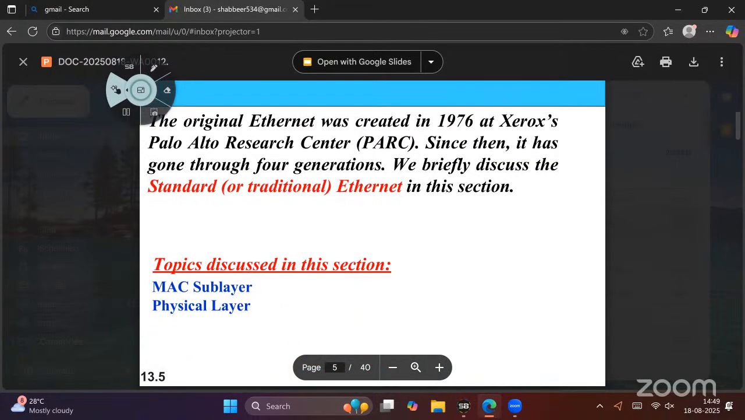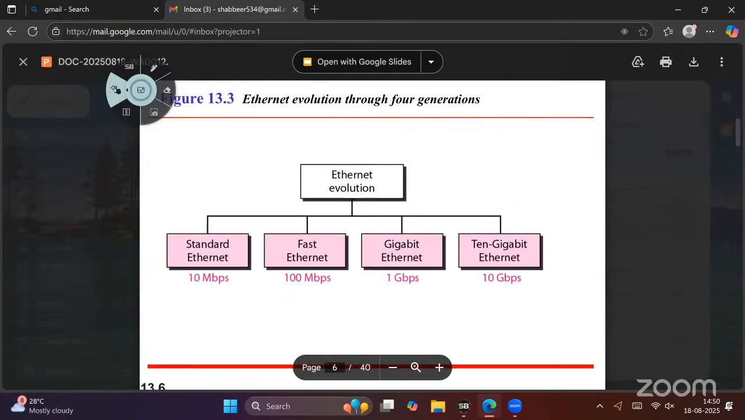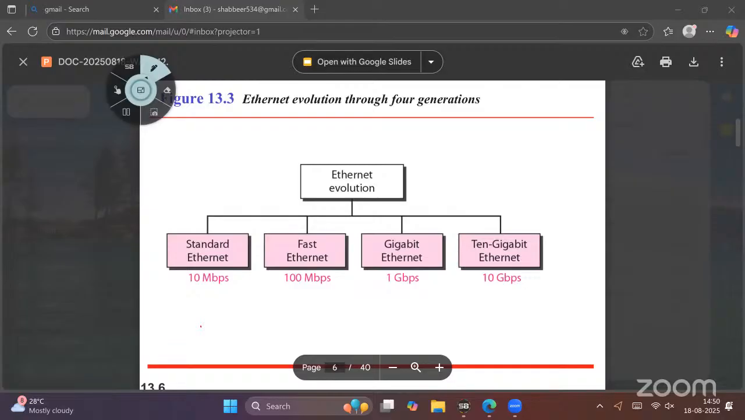Ethernet evolution: standard Ethernet, fast Ethernet, giga Ethernet, 10 giga Ethernet. In the exam they will ask questions such as standard Ethernet or fast Ethernet or giga Ethernet.